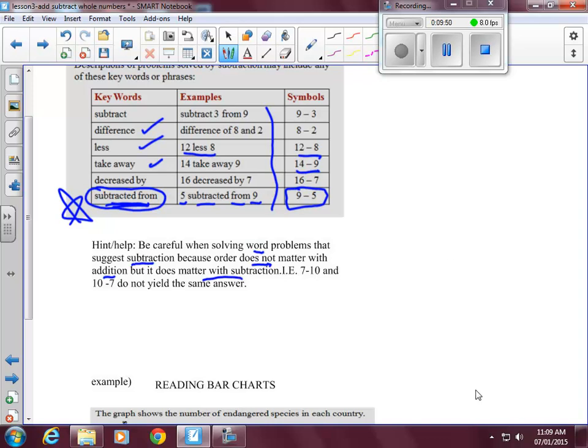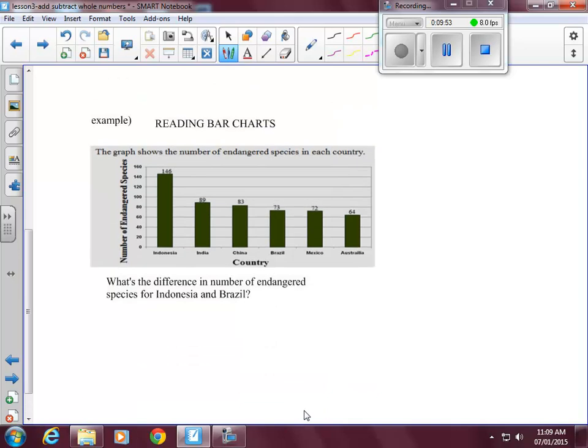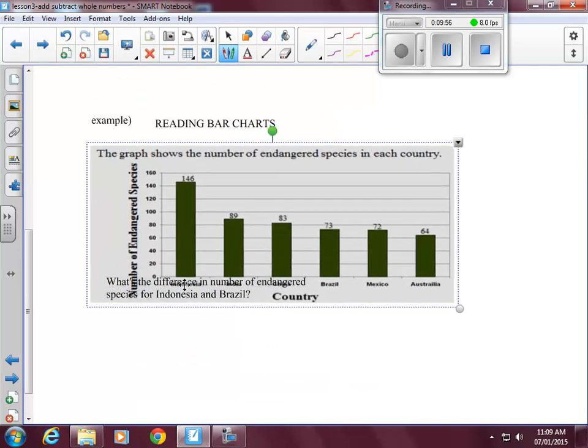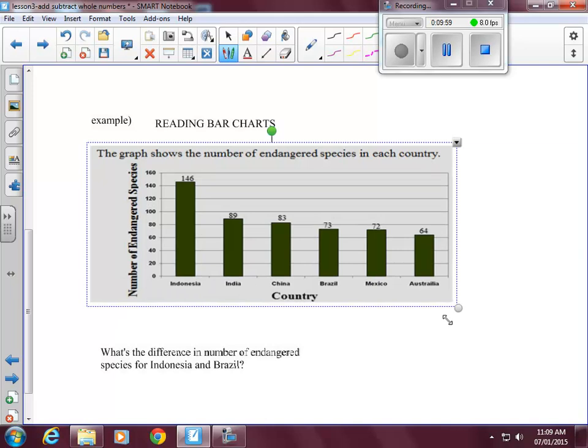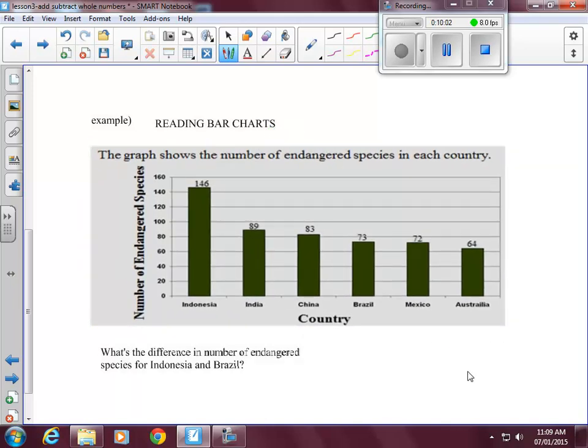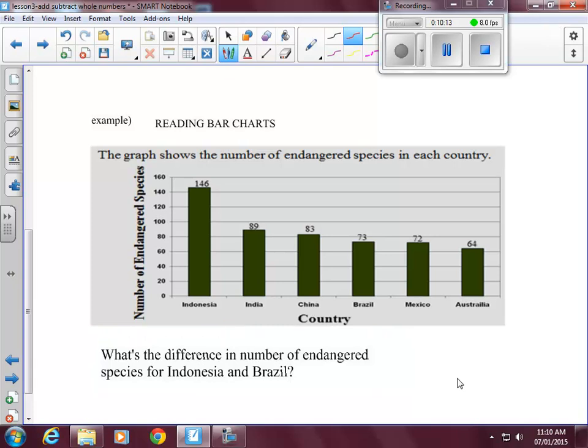So, all right, here's a good example for us that simultaneously makes us, I'm going to make it larger here so we can see it, makes us read a bar chart, which is a good skill as well. We have number of endangered species, and we have various countries here. And the question says, what is the difference in the number of endangered species for Indonesia and Brazil? Keyword difference. Well, how many endangered species in Indonesia? 146. How about Brazil? 73. Aha, so 146 minus 73.